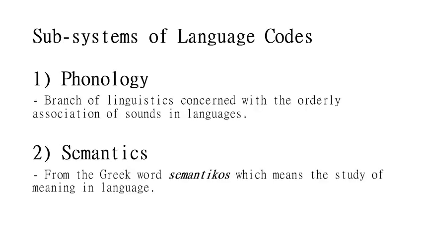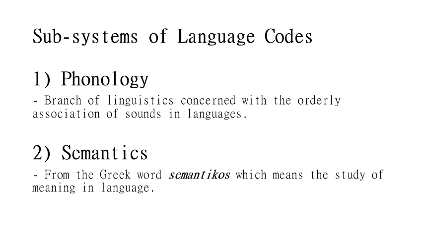Okay, so we have here the subsystems of language codes. So first one is the phonology. So this is the branch of language concerned with the orderly association of sounds in language. So phonology is a branch of linguistics. So ito naman is concerned with the orderly association of sounds. 'Di ba? Yung mga phonemes yan. So tandaan nyo lang ang association of sounds, itong phonology.